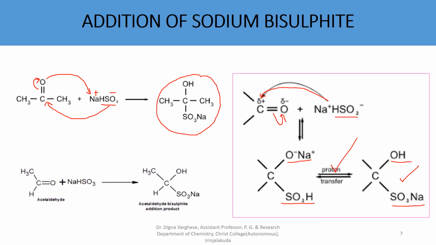The next example is acetaldehyde reacting with sodium bisulfite. The negative part is attached to the carbonyl carbon, forming an alkoxide. That alkoxide reacts with the sodium plus of the reaction medium, forming a sodium alkoxide, which will undergo proton transfer, forming the acetaldehyde bisulfite addition product.